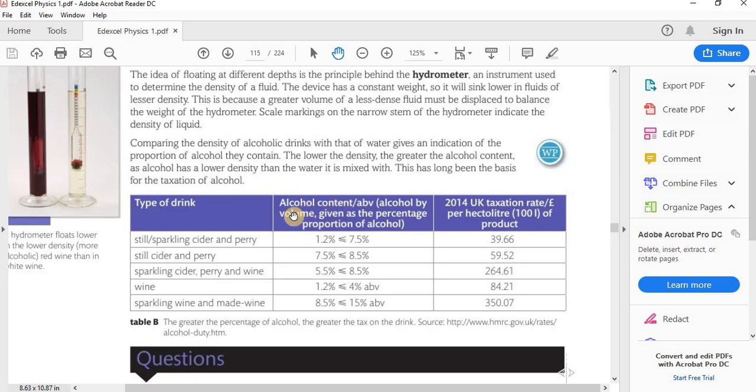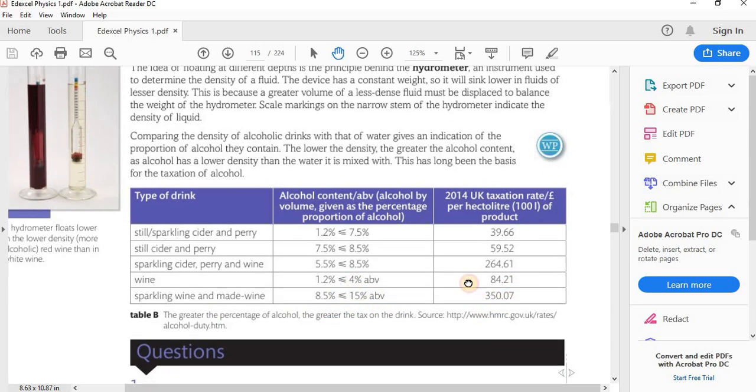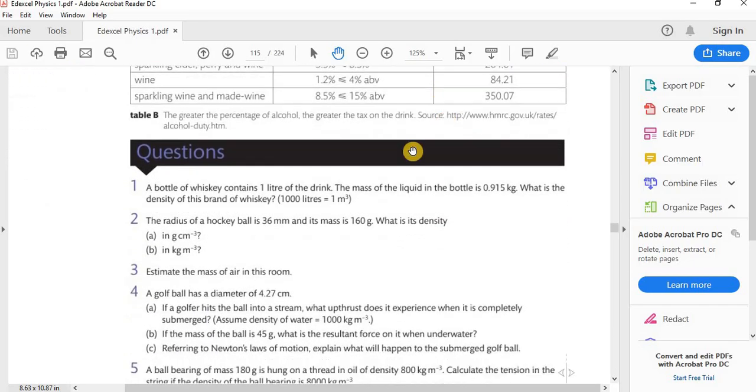So they use that to tax. For example, you can see this table. Okay, so we have some examples, such as still and sparkling cider and perry, where you can see the alcohol content. When it increases, the taxation rate increases. Okay, so wine, sparkling wine, handmade wine. Can you see when the alcohol percentage increases, the taxation rate increases?